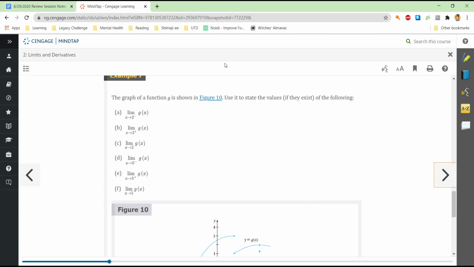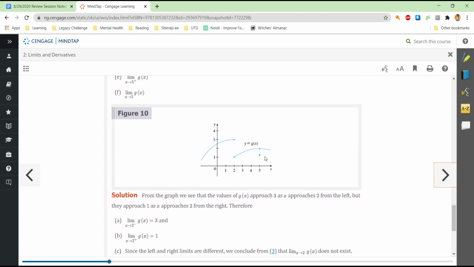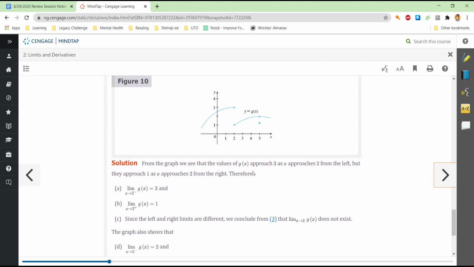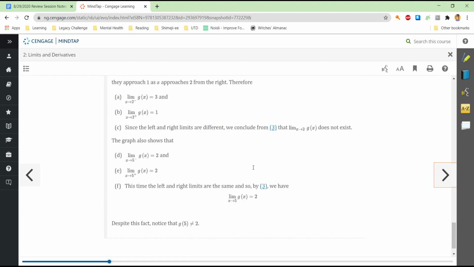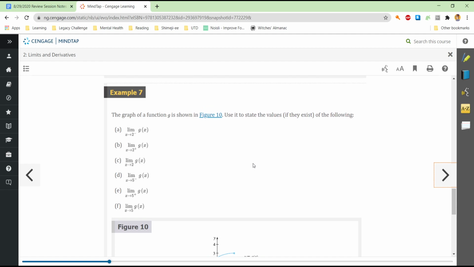So this is another example that goes over it in a little more complex way. There's all these different points and all these lines. I suggest that if you are confused about this topic, to look at this example in the book, because it will go over it in more detail. It shows you 2 different left-sided and 2 different right-sided limits, and if they match the full limits.